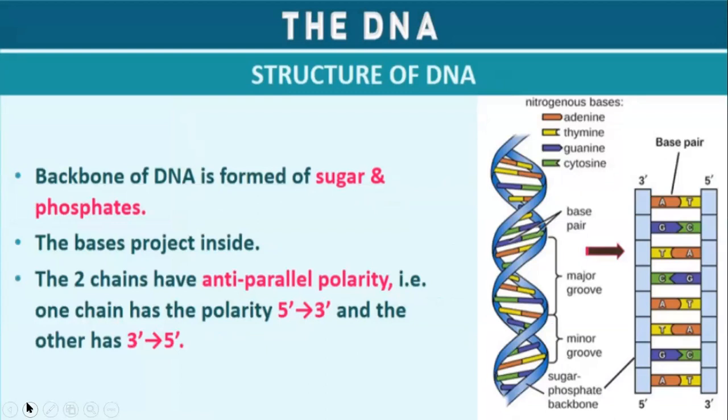Structure of DNA. The backbone of DNA is formed of sugar and phosphate, and the bases project inside. These chains have an anti-parallel polarity. That is, one chain has the polarity 5' to 3', and the other chain has the polarity 3' to 5'. Both strands are held together by nitrogenous bases. They are opposite but parallel to each other. So let's check how that is.